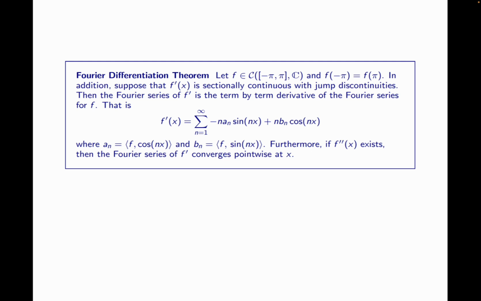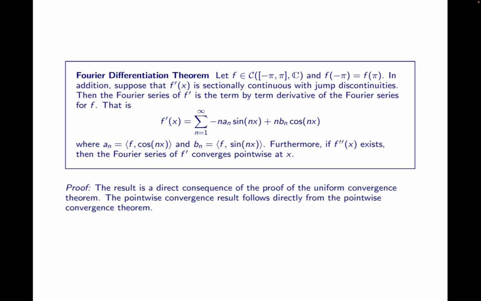In addition, suppose that the derivative is sectionally continuous. So in other words, f could have some corners with jump discontinuities. Then the Fourier series of the derivative of f is the term-by-term derivative of the Fourier series for f. That is, the derivative f prime is exactly that series there, and that is a Fourier series. Furthermore, if the second derivative exists at x, then the Fourier series of f prime converges pointwise at x.